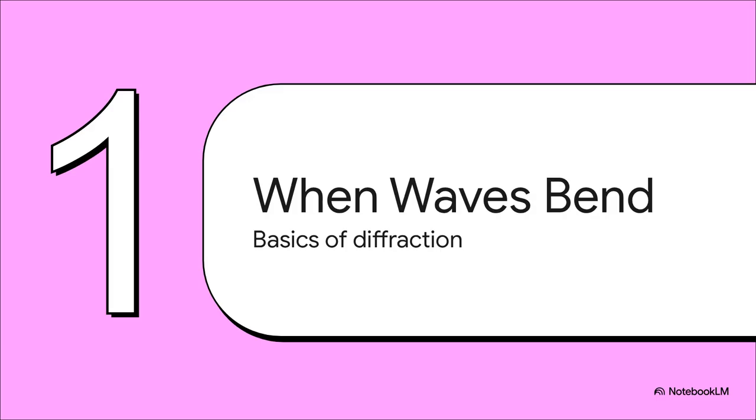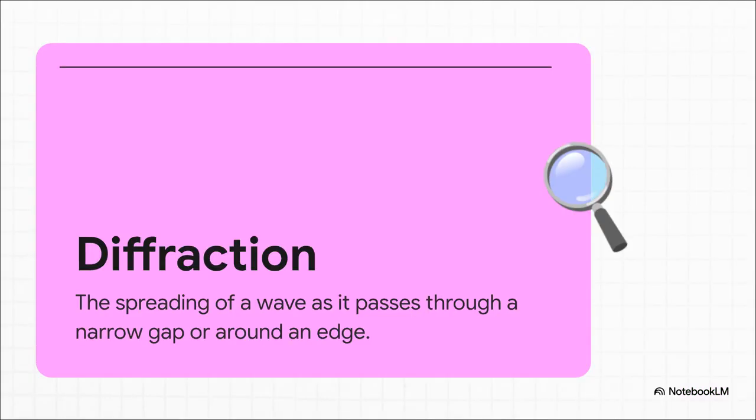Let's get right to the heart of it. What exactly is diffraction? So here's the textbook definition. The key words here are spreading and narrow gap. The best way to picture this is to think of waves in water. Imagine a wave hitting a wall with a small opening. It doesn't just punch straight through in a neat little line. No, it fans out, it spreads, it curves into the space behind that wall. That spreading effect, that is diffraction, in a nutshell.